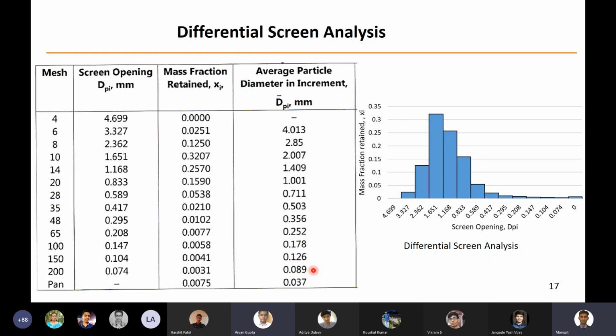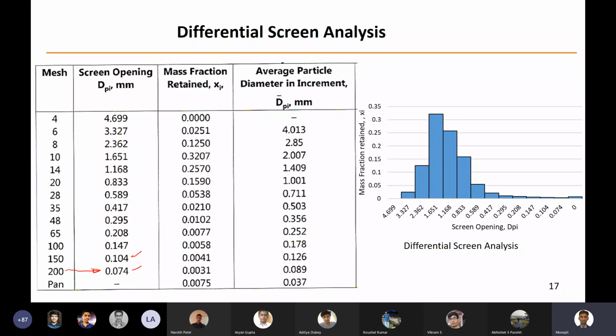0.104 plus 0.074 by 2. By 2, exactly. So these two numbers: the previous screen and that specific screen. When I'm talking about this screen, I'm talking about this specific screen, which has mesh number 20. The average particle size retained on that screen is what? That specific screen and the previous screen. The arithmetic average of the aperture of these two screens. And the arithmetic average would be what? 0.104 plus 0.074 divided by 2.